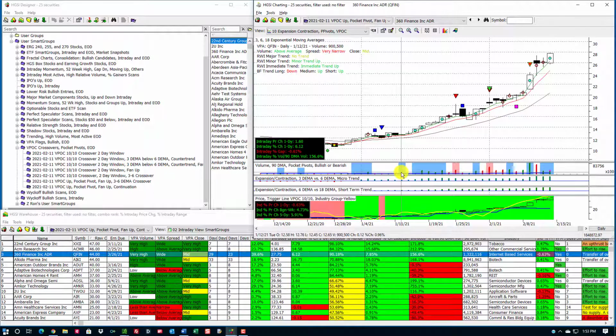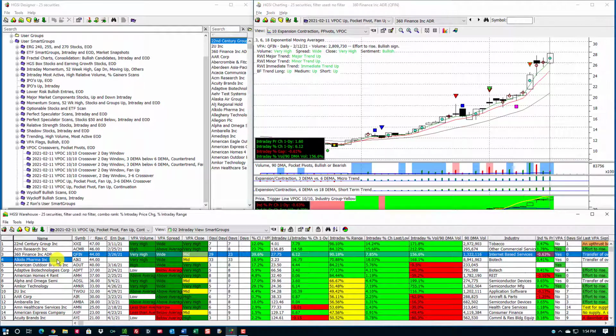So all throughout here, you can see that the VPOC was positive, the 3 was above the 6, and the pocket pivots are firing. That's why it is called continuation. All of this area here was continuation. Then we had a negative pocket pivot for 1 day, but you can see there were no 2 consecutive down days. So this is a trade that you stay in. Pocket pivot, that's why it's showing today.